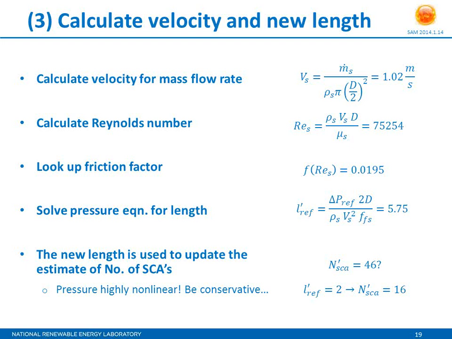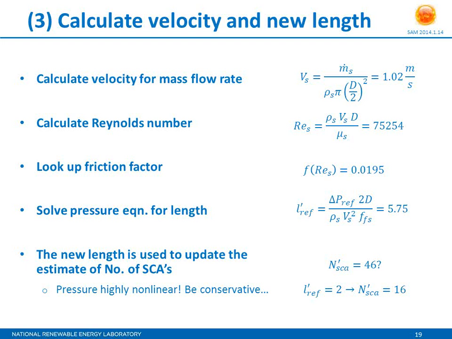Basically, we're assuming a velocity and a pressure drop according to that original 8 SCA configuration. Well, as we increase the number of SCAs in the loop, that velocity will increase, but the pressure drop will increase at a much faster rate than the velocity increases. And because we're trying to match pressure drop, we don't want to go all the way up in this scaling. We want to go only a fraction of the way up with our next guess in terms of how many SCAs will be in the loop.